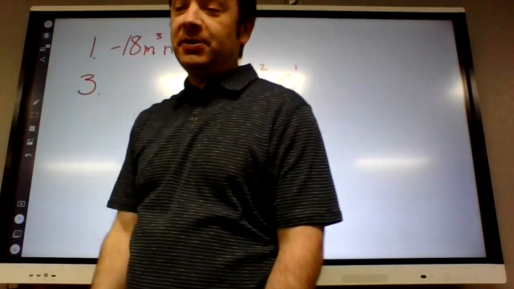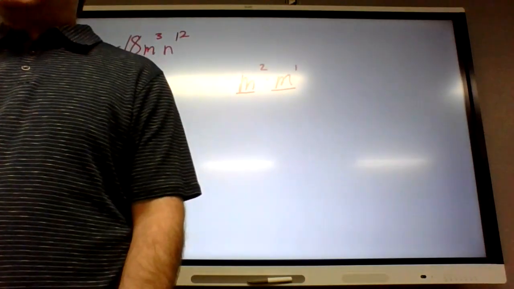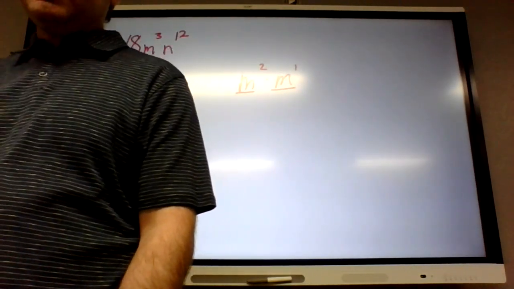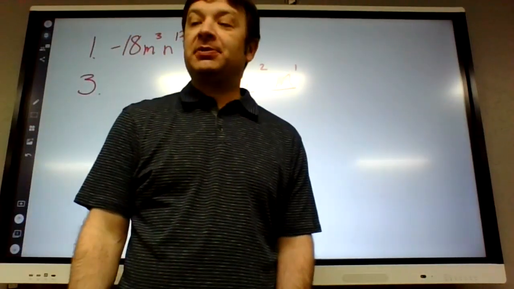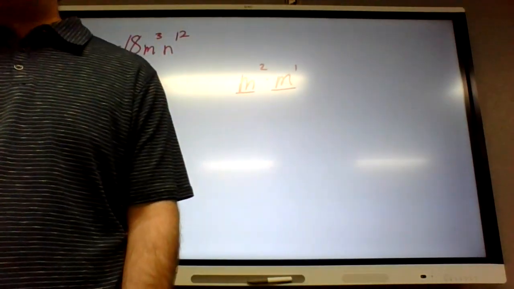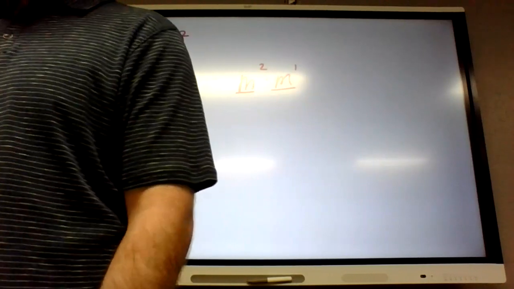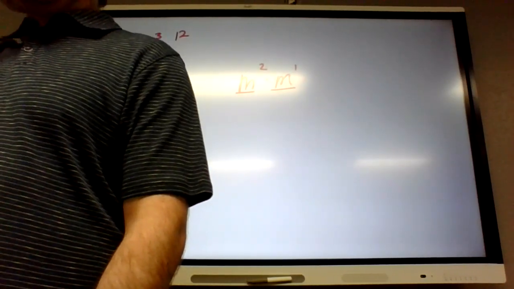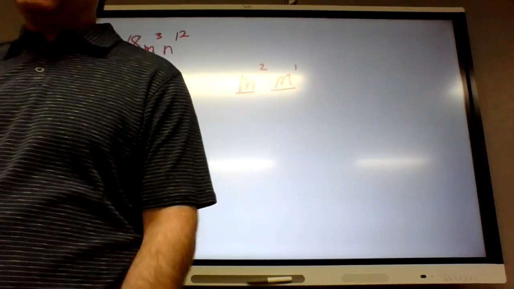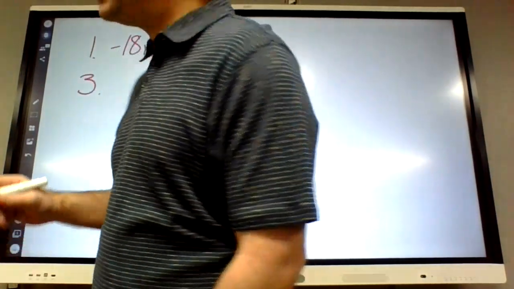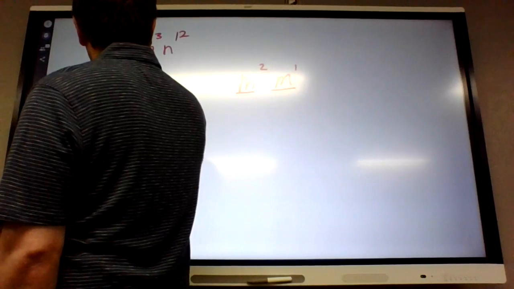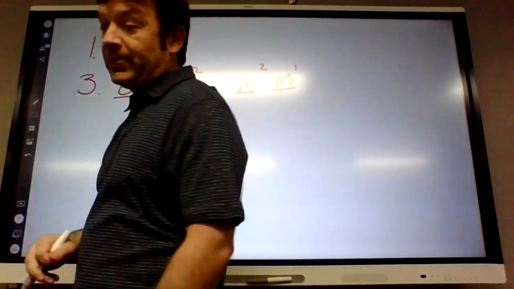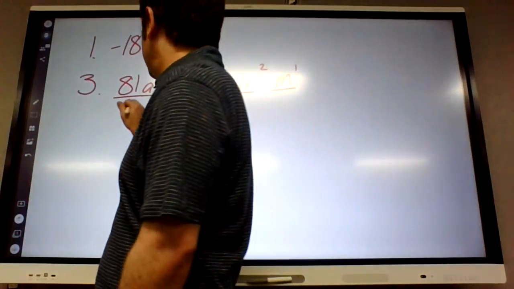Number 3. Okay, so when we're dividing, technically they should have put parentheses around the divided by 9b0c squared, because order of operations would mess this one up. But what they meant was a division bar: 81 a to the fourth b cubed c squared divided by 9b c squared.